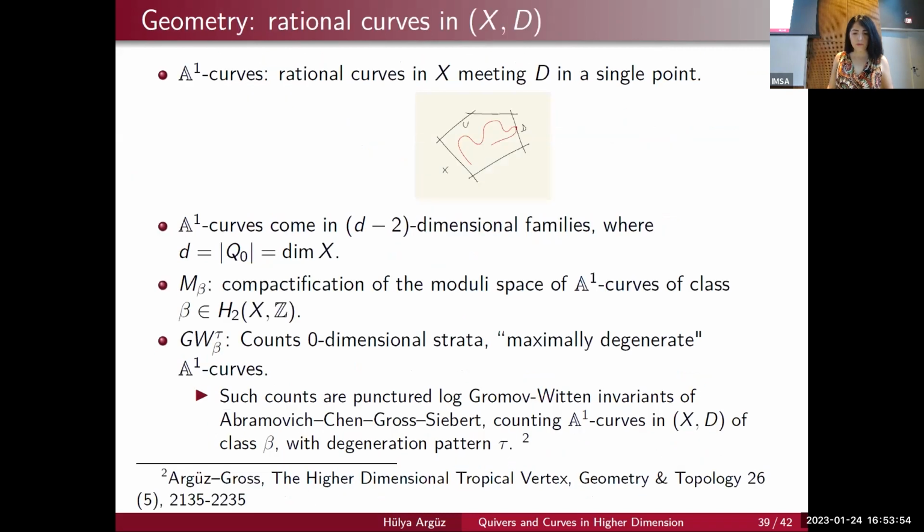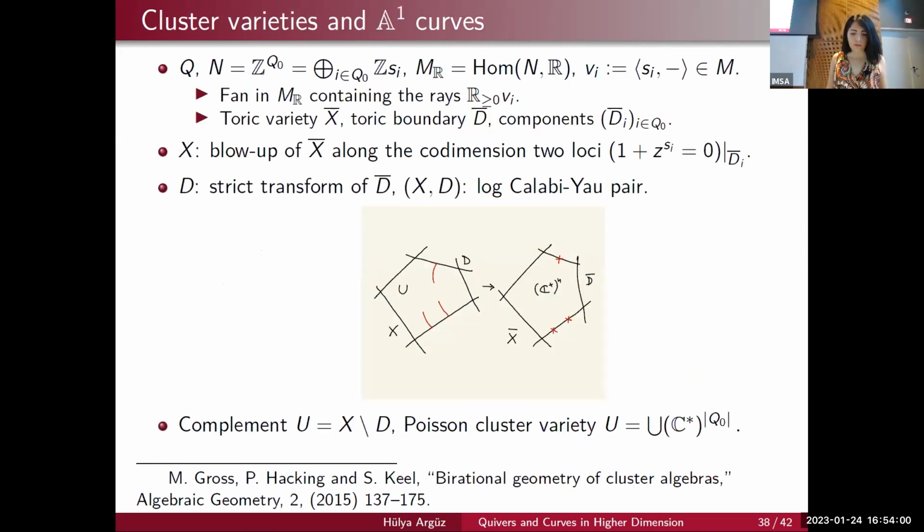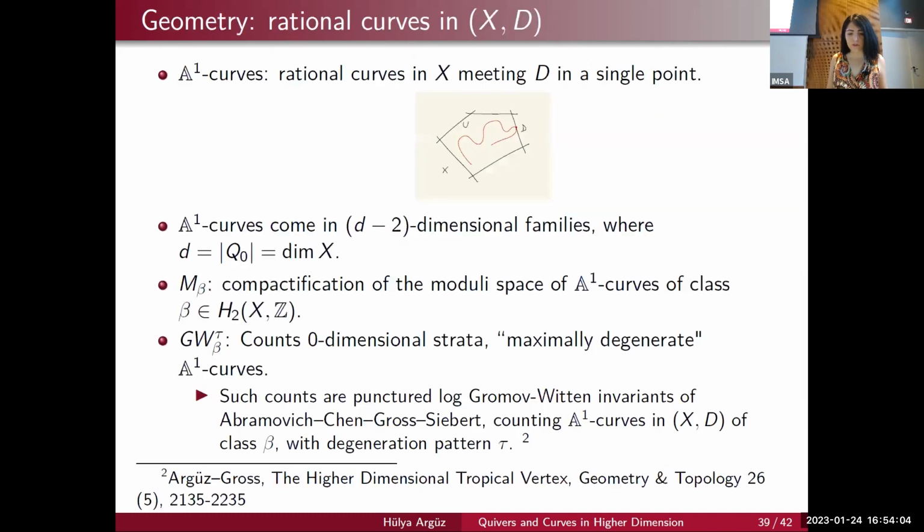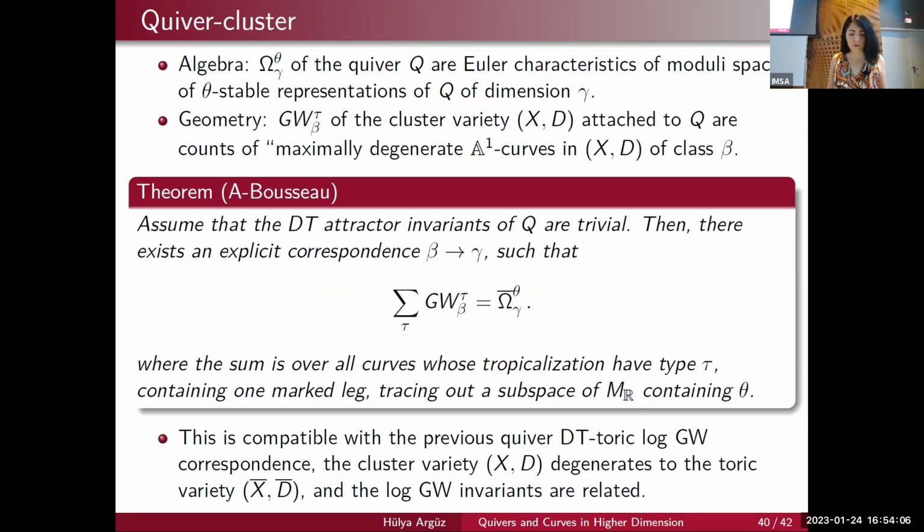Because whenever you have such a cluster variety obtained by blowing up your toric variety along hypersurfaces, you can degenerate this cluster variety into the toric variety that I considered in the previous part of my talk. And there is a relationship between counts of log curves in the cluster variety and counts of log curves in the toric variety, which is given by the degeneration formula.